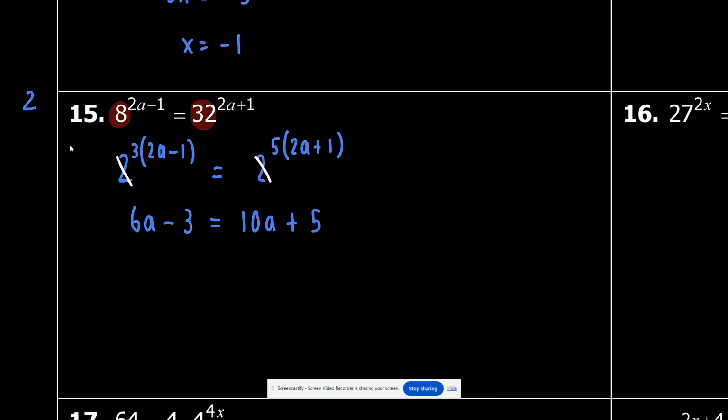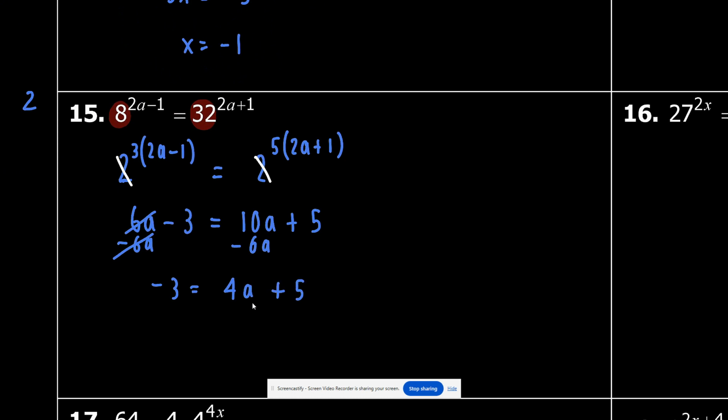Now, I've got a variable here, 6a. I've got a variable here. I always like to move the small one. So I'm going to subtract 6a from the 10a. These will cancel. So negative 3 will equal 4a plus 5.